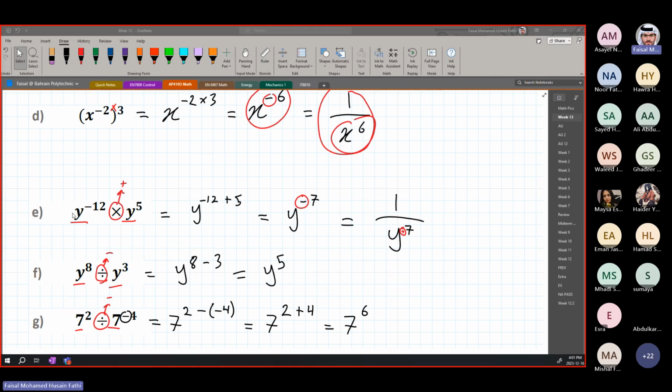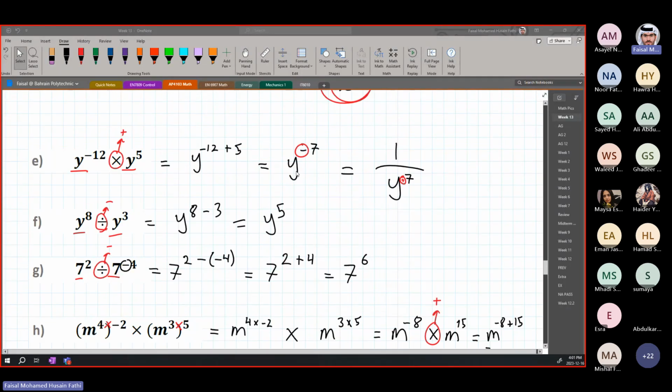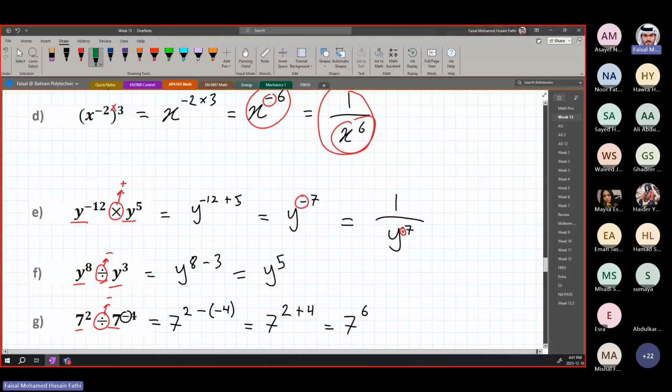So this was y power minus 12 times y power 5. It becomes plus. Minus 12 plus 5 becomes minus 7. Again, here, this is wrong. This is not the actual answer. But because it's multiple choice, this is mathematically correct. But because they're asking in index form, this should be your actual answer. Okay?